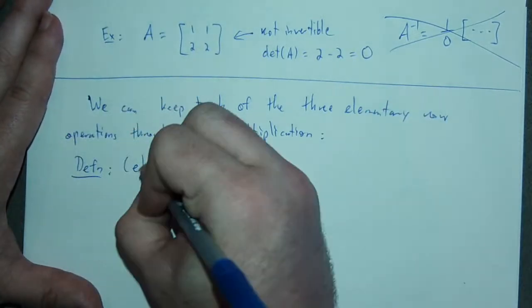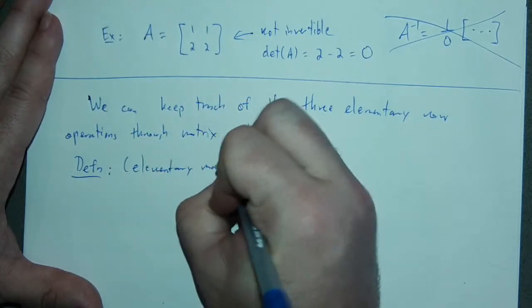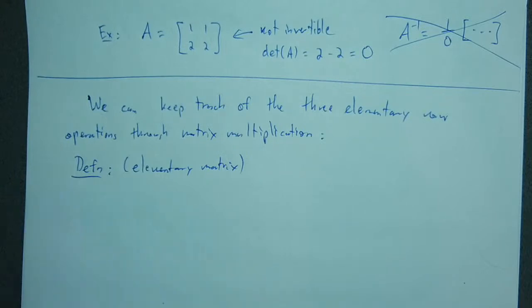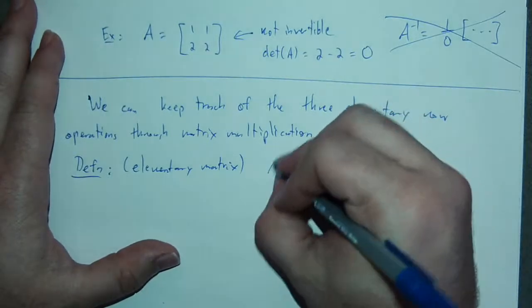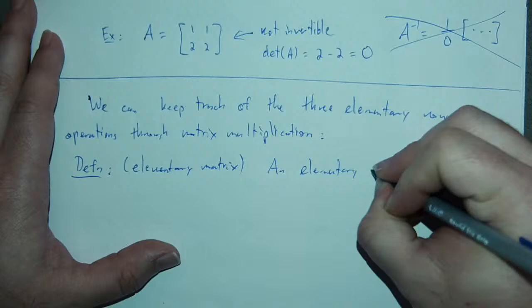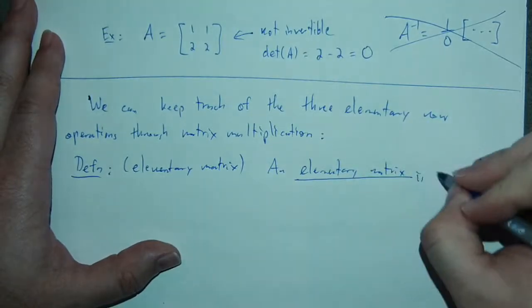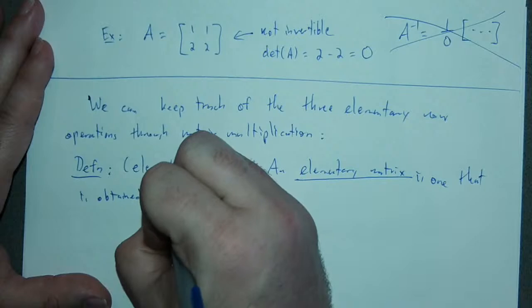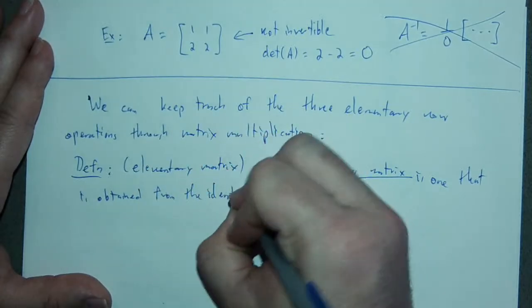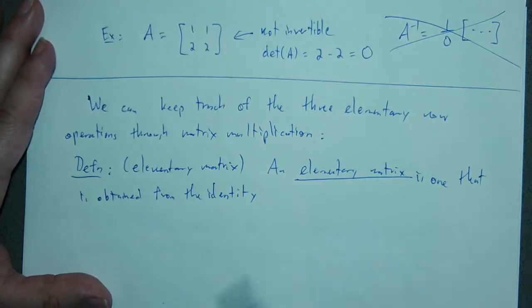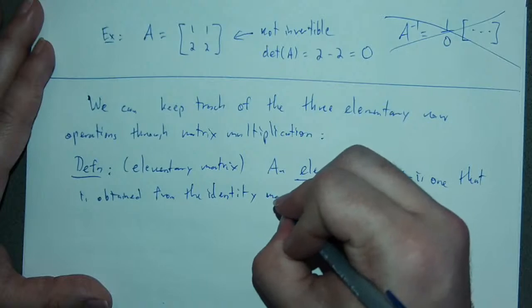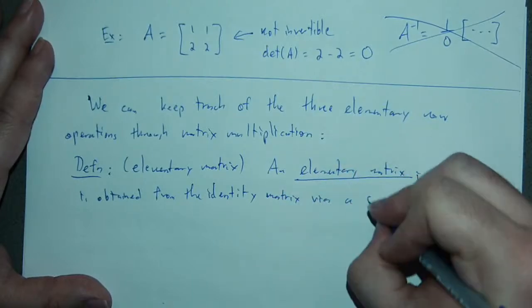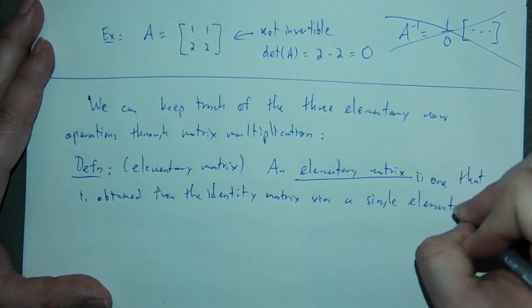So this is the definition of an elementary matrix. We actually don't need this stuff right exactly right now, but a lot of the homework problems are going to involve these things, so it's nice to go ahead and define them so you'll know what it's talking about when those come up. So an elementary matrix of some size, say n by n, is a matrix that's obtained from the identity matrix via a single elementary row operation.